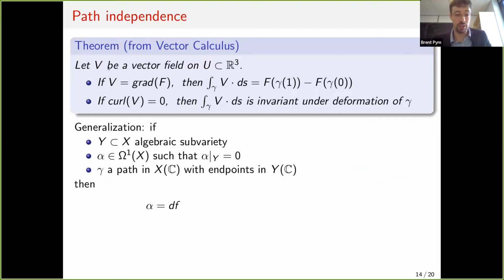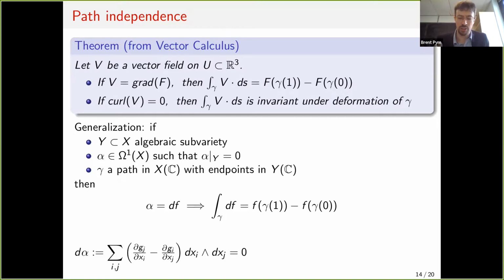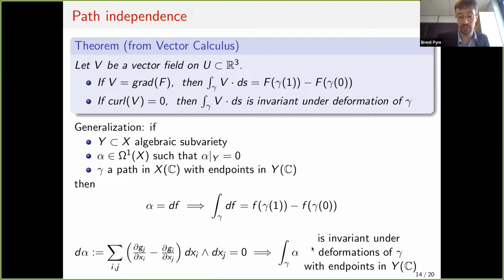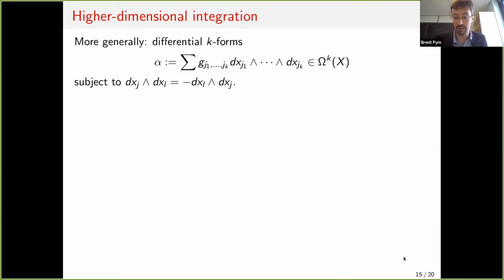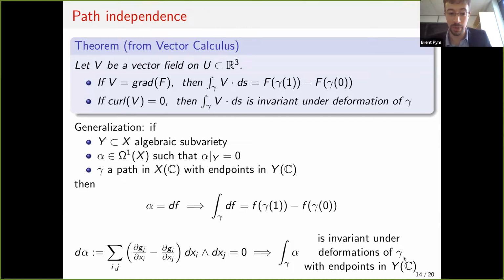Then two things are true. So first of all, generalizing the first statement above, if alpha is the differential of some function, so it's like a gradient of little f, then again, you can evaluate the integral by just evaluating f at the endpoints. And there's also an analog of the curl, which is something called d alpha. It's given by this particular expression involving the derivatives of the coefficients of alpha. So it's just a generalization of the curl operation. If the curl is equal to 0, then this integral is invariant under deformations of this path, as long as you keep the endpoints of the path inside of this subspace y of c.